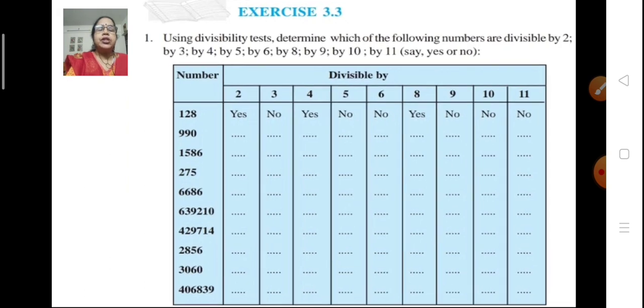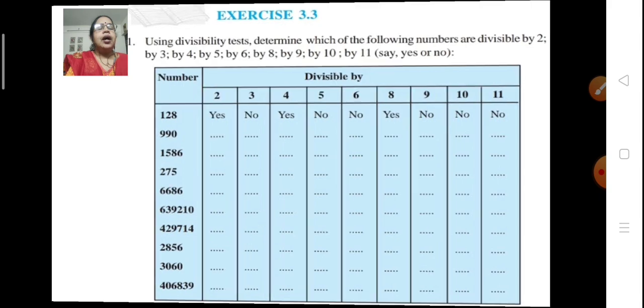Let's see what is the first question. Using divisibility tests, determine which of the following numbers are divisible by 2, 3, 4, 5, 6, 8, 9, 10, 11. And you have to write yes or no in the columns provided against each number. Solve the problems in a rough notebook or rough column and write the answers yes or no in the columns. Let's see how we do that.